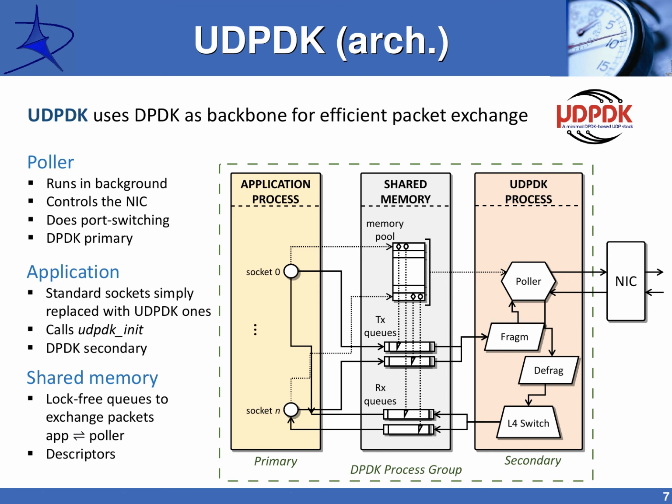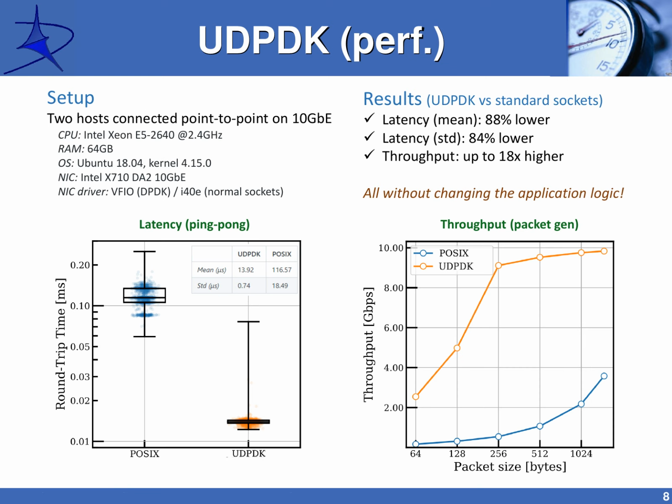At the DPDK level, the application process acts as a primary, while the poller one is the secondary. This design choice may seem peculiar, but it's technically necessary to ensure a correct delivery of the interrupts. So far so good. You're probably curious now to see some numbers about UDPDK performance.